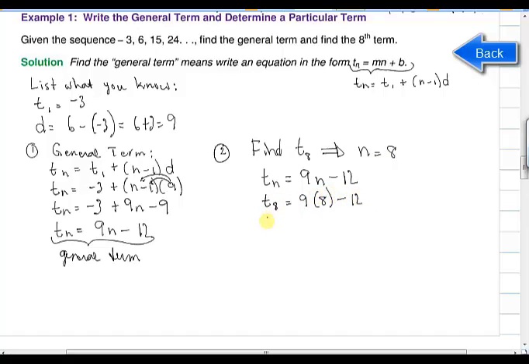And then we work this out. 9 times 8 minus 12 gives us 60. So 60 is the 8th term.